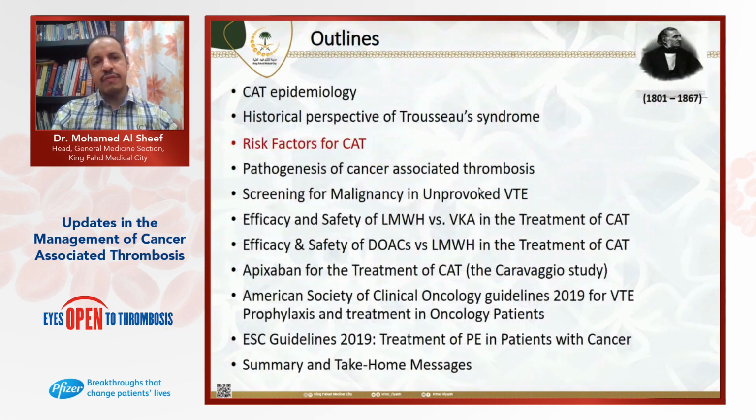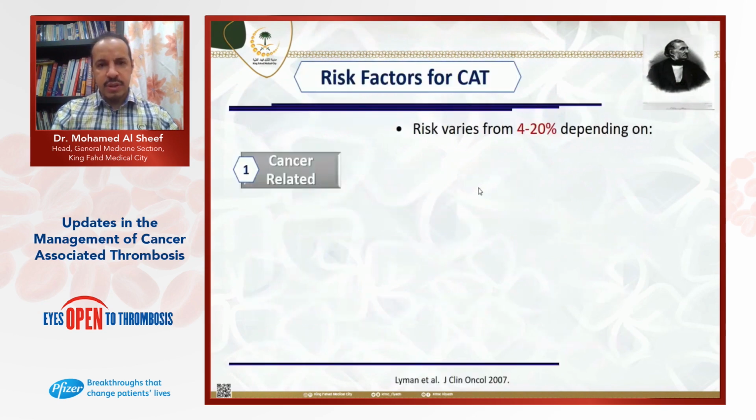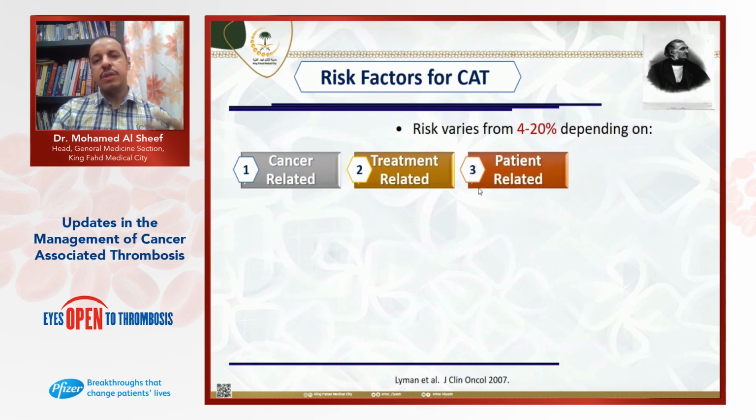What are the risk factors of cancer-associated thrombosis? I will summarize it in this slide. We divide it into whether it is cancer-related, or treatment-related, like chemotherapy, etc. And it could be patient-related: patient factors like age, comorbidity, family or previous history of VTE, or it could be a biomarker.